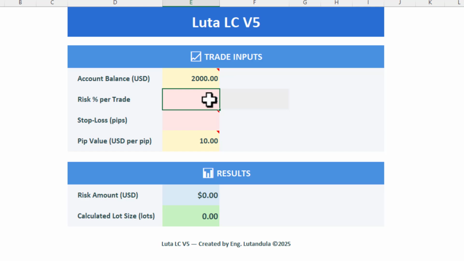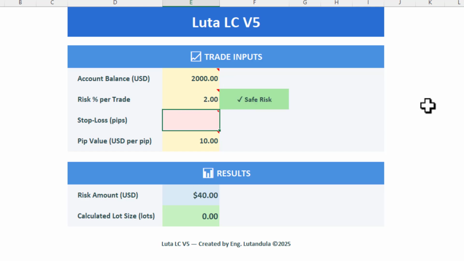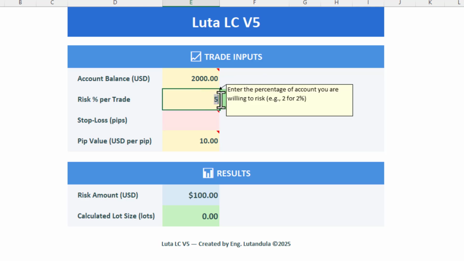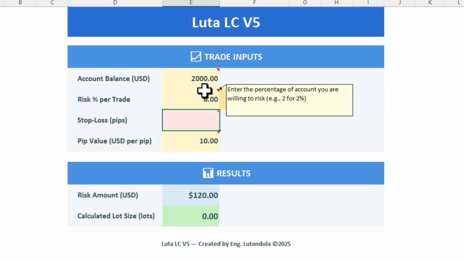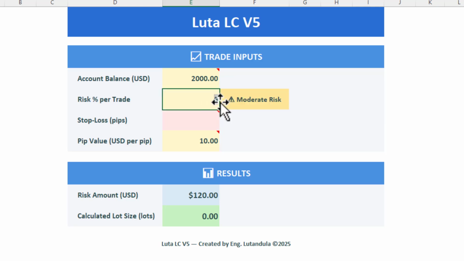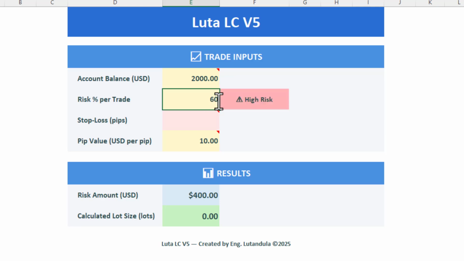Let me give you a real example. If you type 2%, the badge glows green. This is the zone where professional traders live. Slow, steady, consistent growth. But if you move up above 5%, the badge changes to moderate, a warning that you're starting to take bigger risks. When you go above 10%, it turns high risk. Now it's like the calculator's telling you, hey, be careful. And if you ever type 50% or something crazy like that, the calculator basically shouts reckless risk.